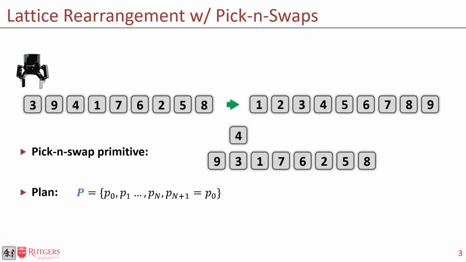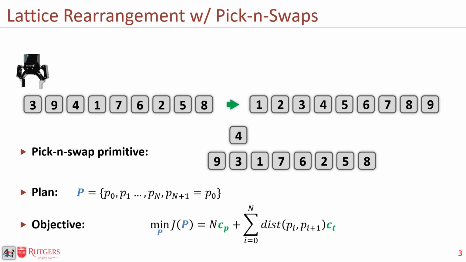a lattice. We would like to seek a plan that minimizes the time it takes to solve a rearrangement problem, where each pick and swap has a cost Cp and end-effector travel has a unit distance cost of Ct. The optimization is performed sequentially, first minimizing the number of pick and swaps and then the end-effector travel time.